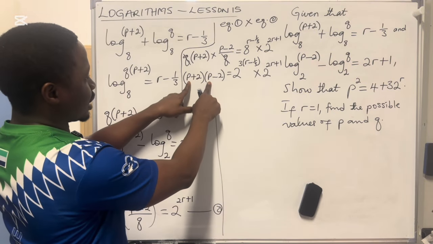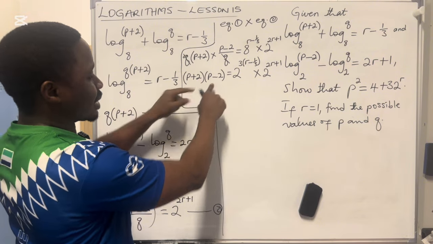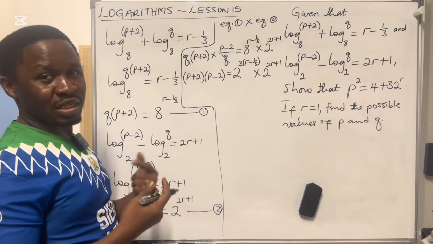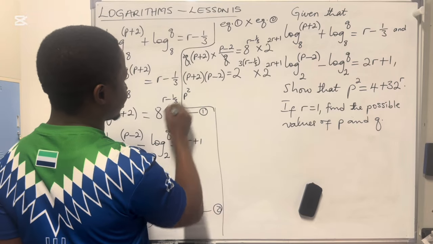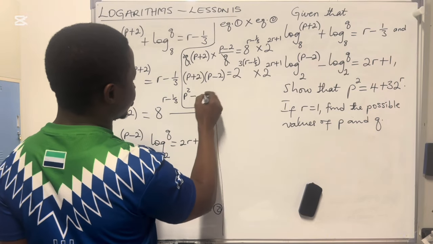The first terms are the same. The second terms are the same. The signs are different. This is a difference of two squares. So p times p is p squared. We take minus 2 times 2, which is 4.